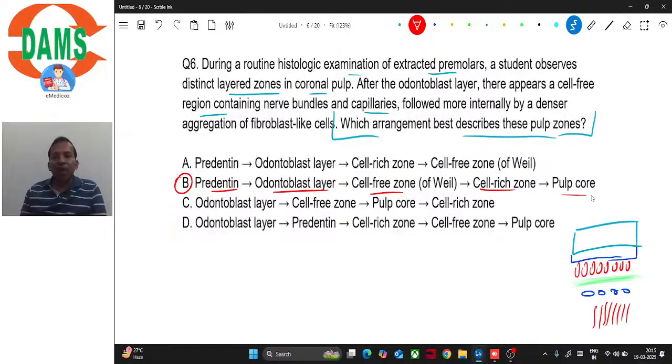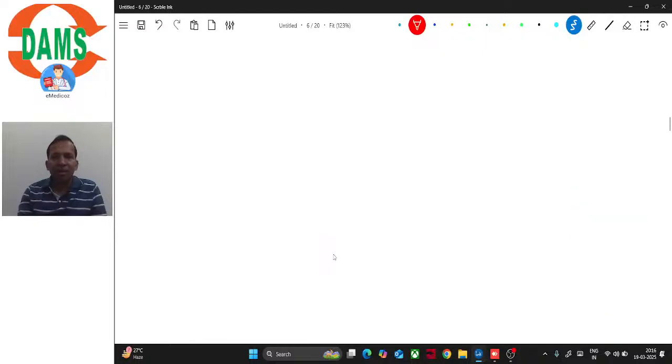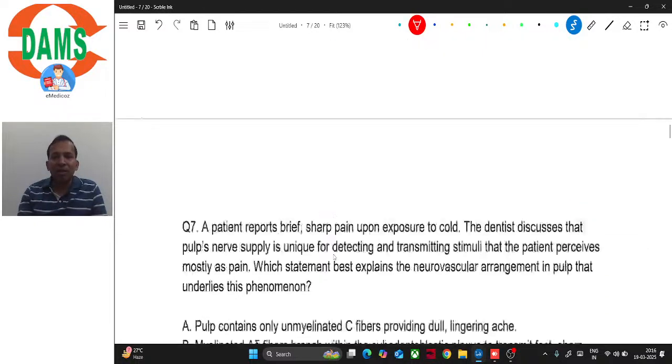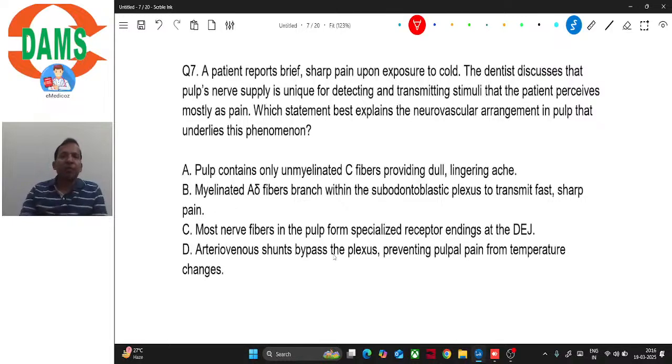So the zone of Weil, or cell-free zone, right? So I think this was relatively easier. Actually, all the questions are easy. If you read them properly, you will find that all the questions are easy.